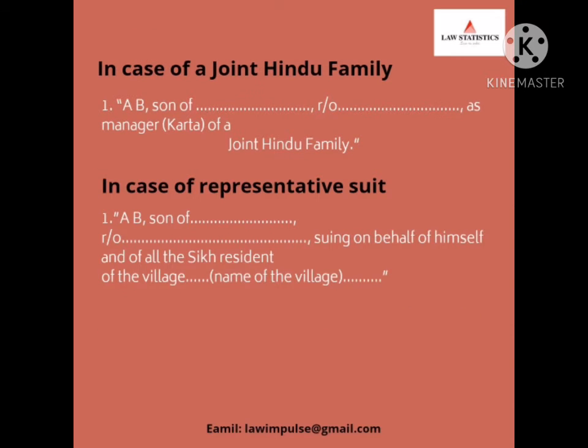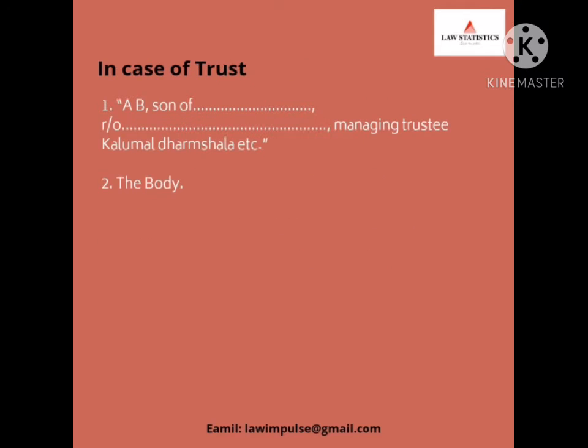Now, in case of a joint Hindu family, we have to write A, B, son of, as manager karta of a joint Hindu family. In case of a representative suit, A, B, son of, suing on behalf of himself and one of the stakeholders, Sikh residents of the village. Now, in the case of a trust, we have to write A, B, son of, managing trustee, Kalumal Dharamshala, etc.